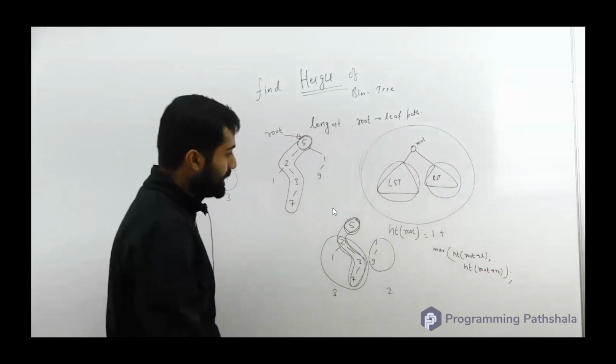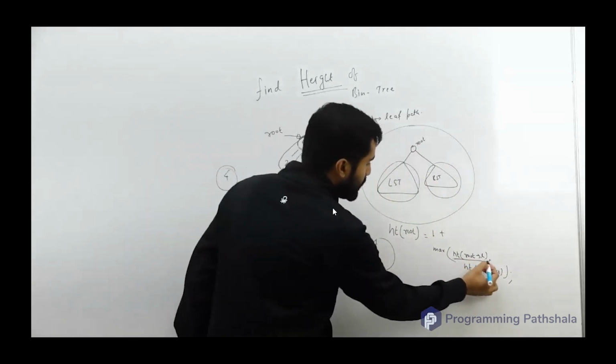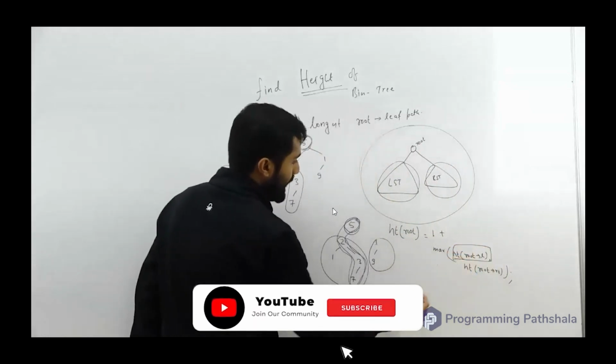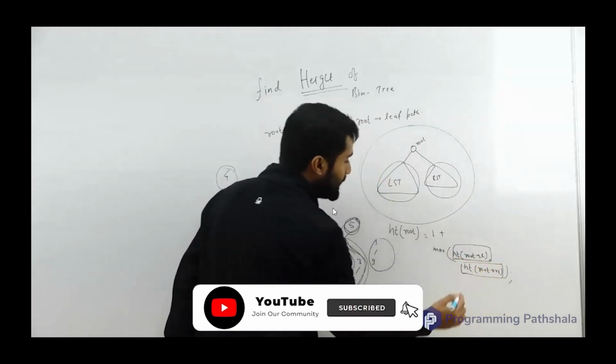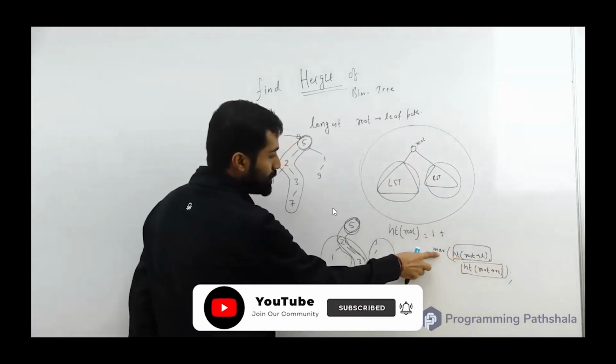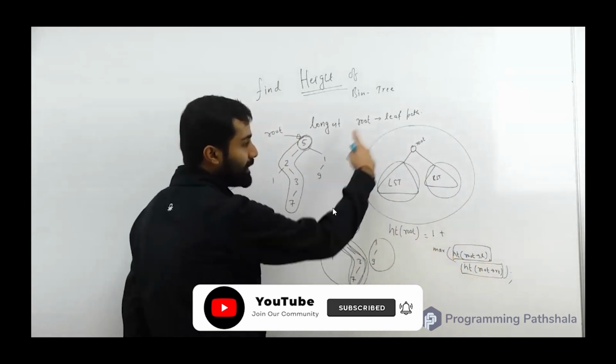So it means that if I know the height of my left subtree and the height of my right subtree, then I can just figure out the max of those, add 1 to it, and that will be the height of the overall tree.